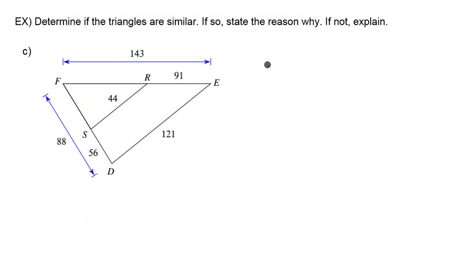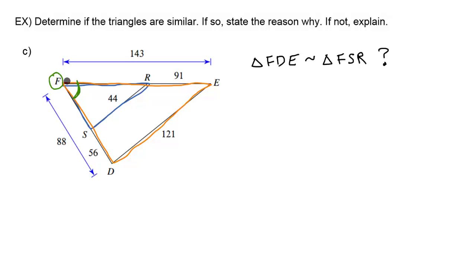And finally, part C, we have a situation that's really similar to part B. It looks like we have a big triangle here, FDE, and then a little triangle inside it, FSR. So I'm going to set up that similarity statement. There it is. You've got the small triangle FSR, and then the big triangle is FDE. And remember, in these situations, we always have an angle that's being shared. So angle F is a shared angle.